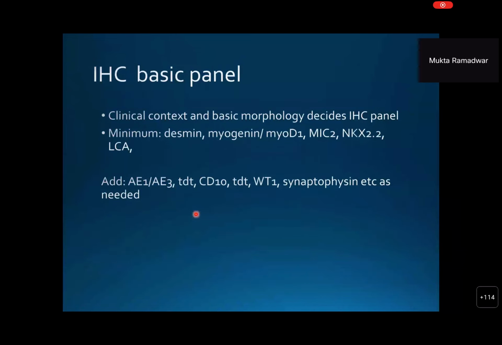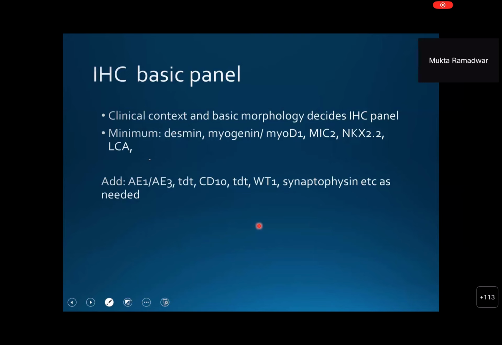So in my usual everyday practice, desmin, myogenin or MyoD1, any one of them, MIC2 and caveolin, LCA, plus or minus CD10 or TdT, and then I add or expand my panel based upon the clinical presentation. So I may add PAX3, CD10, WT1, synaptophysin as every case dictates. But this is the basic panel that I use.